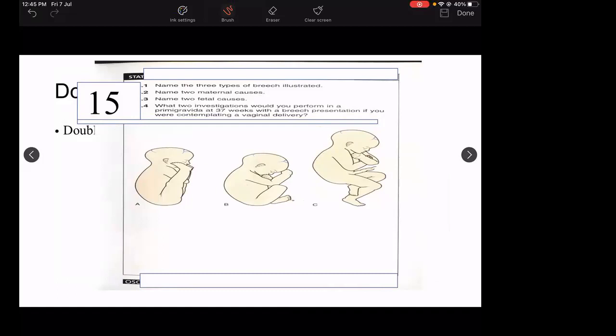So question 15 says, name the 3 types of breech illustrated. Name 2 maternal causes of breech, 2 fetal causes. So what are these 3 types of breech? A is frank or extended. B is flexed or complete. And C is footling or incomplete. So A is frank breech.